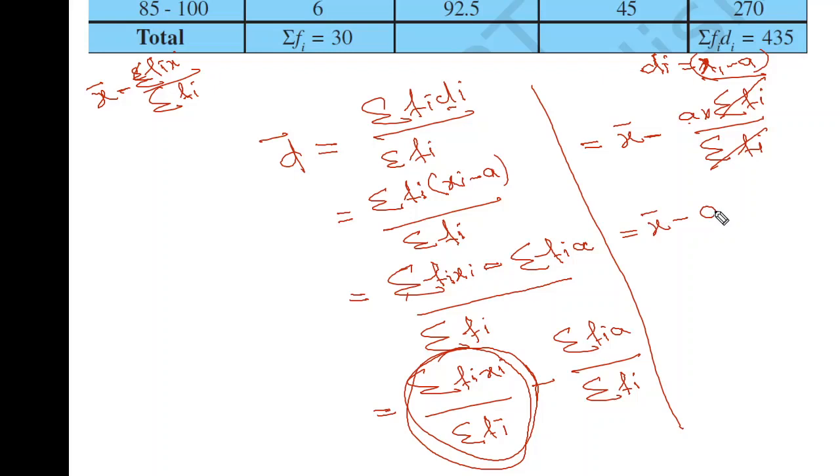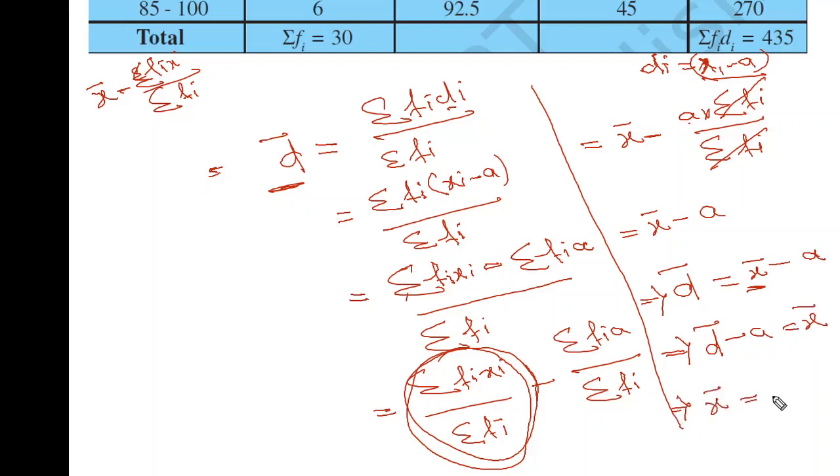equal to x bar minus a. Okay, now you see what was there, d bar, so it implies that d bar, or deviated mean, is equal to mean minus a. Put it over and take minus a to the LHS: d bar plus a equal to x bar, or x bar is equal to d bar plus a. So now we have derived the formula also.